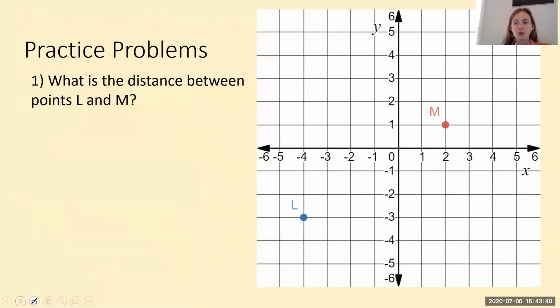Okay, so we're going to finish up this lesson with 3 practice problems. These problems are intended to be more similar to the types of problems you might encounter on the GED test that would require you to use the Pythagorean theorem. So number 1 says, what is the distance between points L and M?